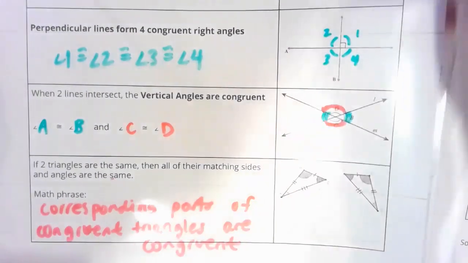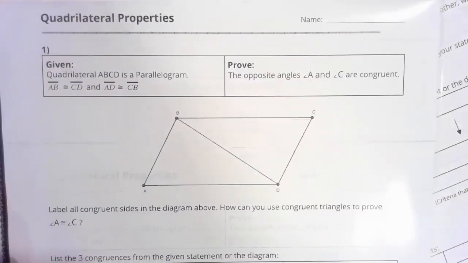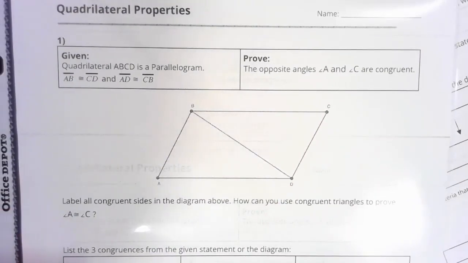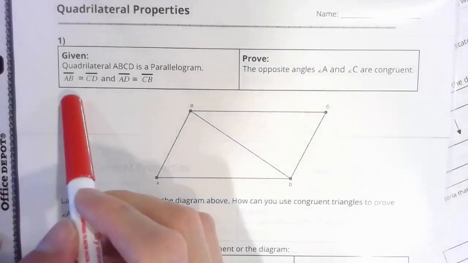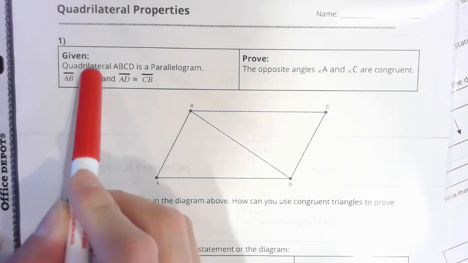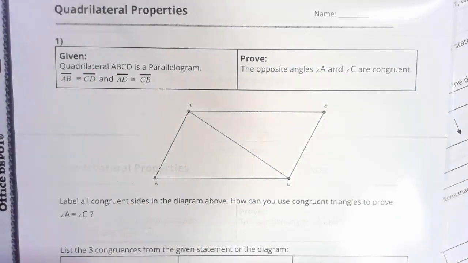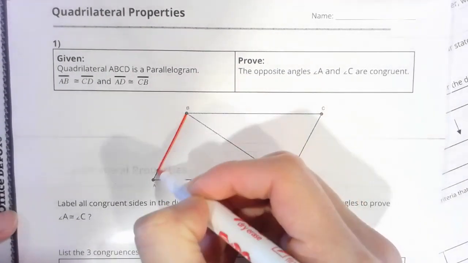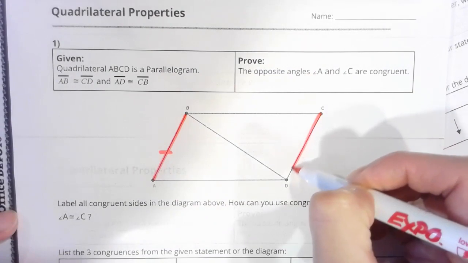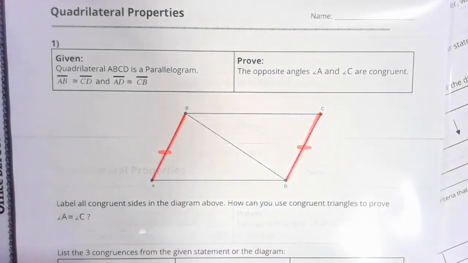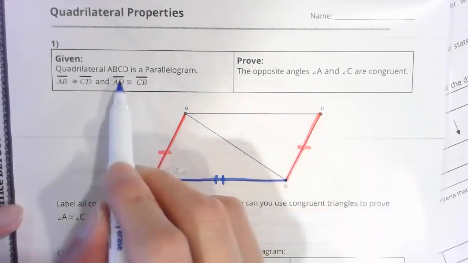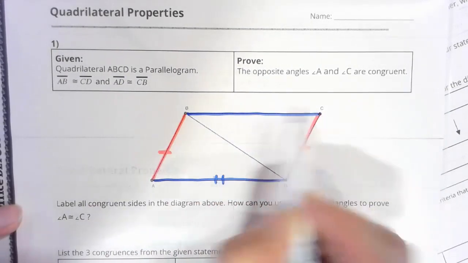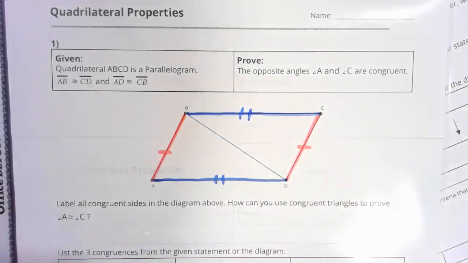All right, with this vocabulary in mind, let's take a look at the first problem. The given information is that quadrilateral ABCD is a parallelogram. And we know that side AB is congruent to side DC. So let's label that. AB, that's this side, is going to be congruent to CD, that's this side. And AD, this side, is going to be congruent to CB, that's this side, right? Opposite sides are congruent.